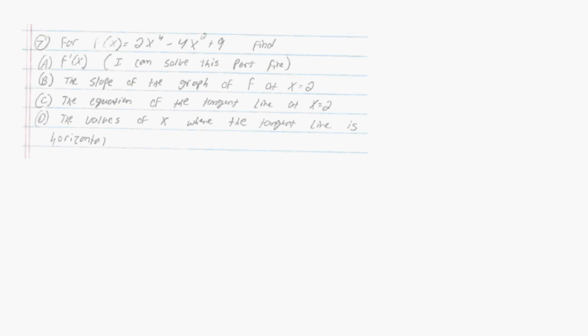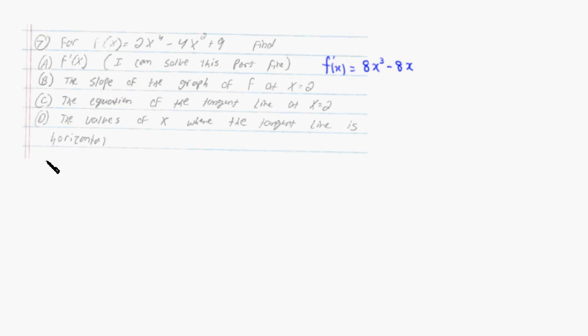Alright, let's look at problem number 7. We have this function given, f of x equals 2x to the fourth minus 4x squared plus 9. It looks like you can do part A, so f prime. I'm going to just cheat a little bit, and f prime is going to turn out to be 8x cubed minus 8x.